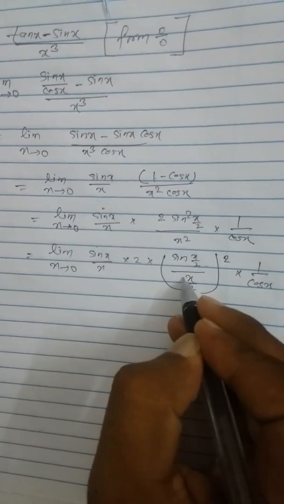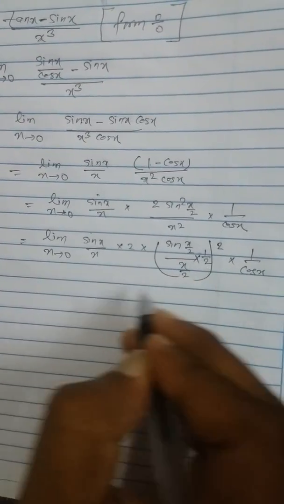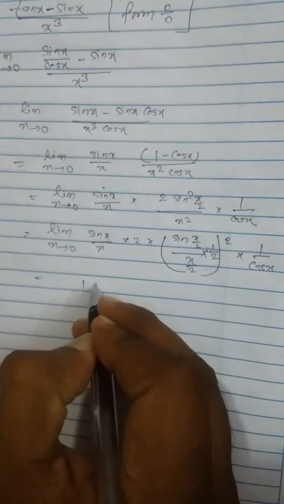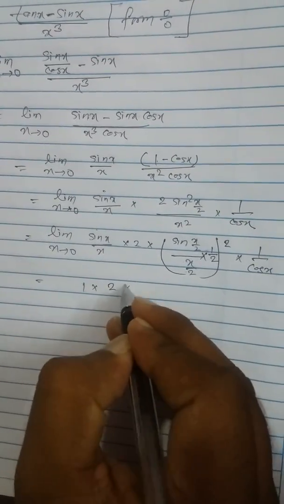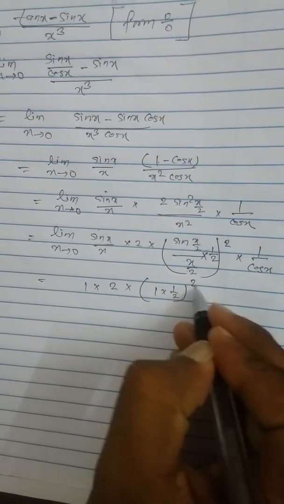If you multiply by 1 upon 2 in the denominator to balance it, multiply the numerator by 1 upon 2 as well. Now substitute x equal to 0 everywhere. This becomes sin theta by theta equal to 1. This 2 stays as it is. This one, sin theta by theta, equals 1. 1 upon 2 as it is. Whole square as it is.